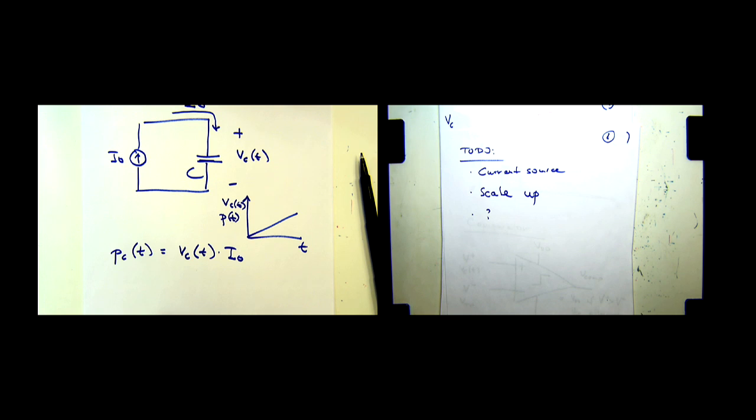Okay? So that's Vc of t, and P of t actually does exactly the same thing. The power that flows to the capacitor increases. Initially it's 0 if the voltage across the capacitor is 0, because it's voltage times current, right? So the power is 0, and then it increases linearly again if we don't change the current or the capacitance. Okay? So same deal as before.